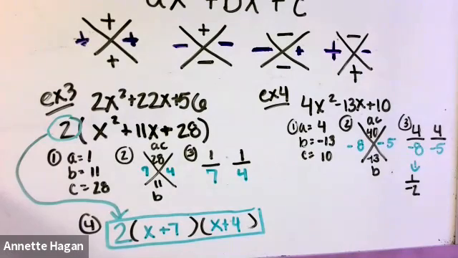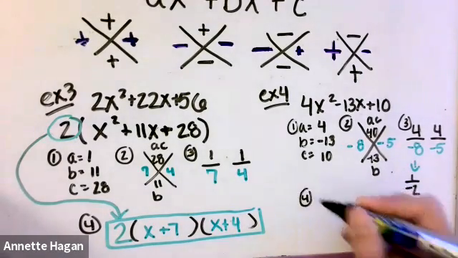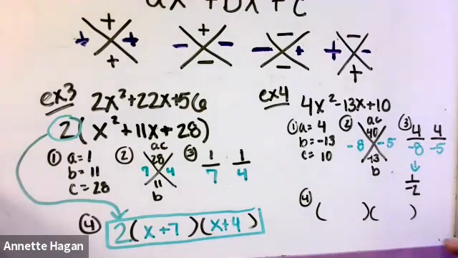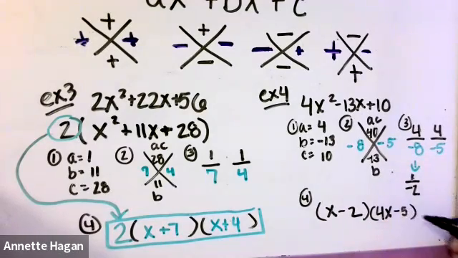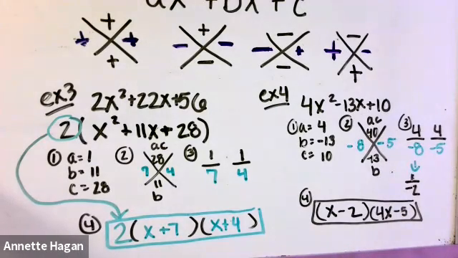So now that they're totally simplified, we can write our answer. We can do step 4. So our answer is going to be 2 binomials. So it's going to be 1x. So remember, we just understand that's x minus 2. And then 4x minus 5. And these are our answers. And that's what we got.